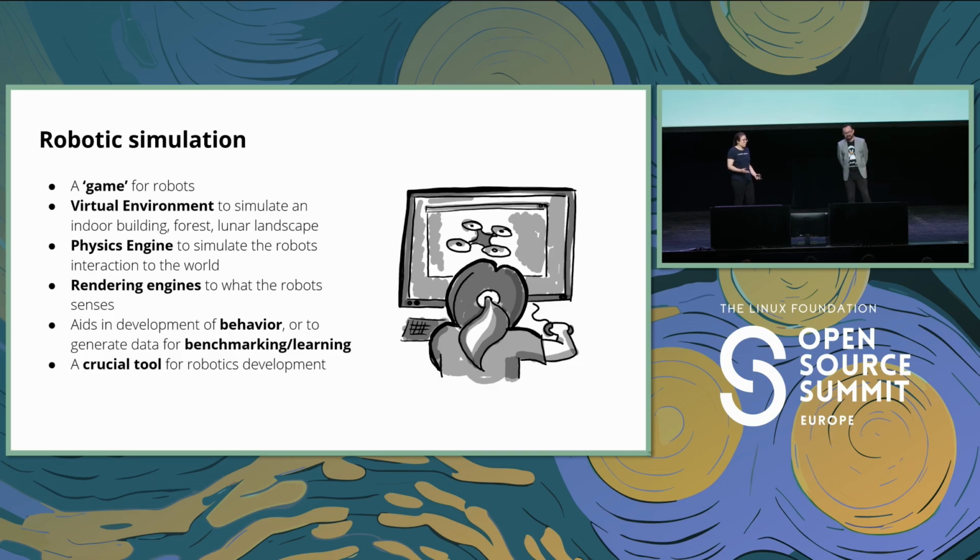Robotic simulation is practically making a game for the robot. You make virtual environments where you can recreate the environment that the drone or the robot is supposed to operate in. It has physics engines to simulate all the interactions the robot has with the environment, and rendering engines to also simulate the sensor inputs. It's practically a very crucial tool for robotic development. I use it all the time.